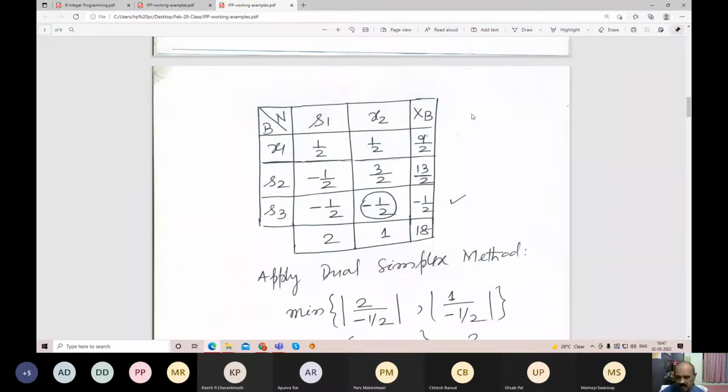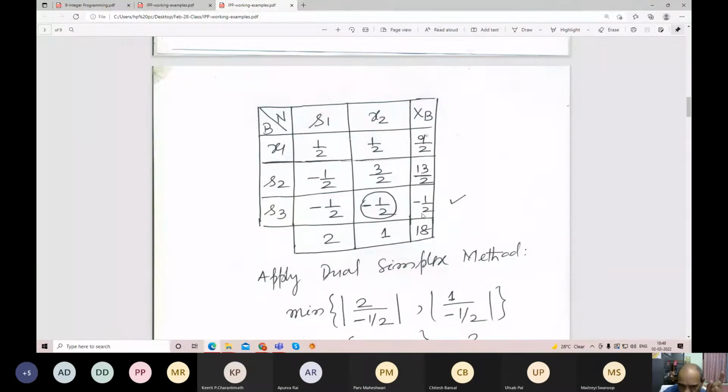So according to the rule, this primal simplex method cannot find the optimal solution. You have to use the dual simplex method. In the basic variable column, xb, 9 by 2, 13 by 2, minus half. One of them is negative. It looks like the problem is infeasible. So it is primal infeasible, dual feasible.